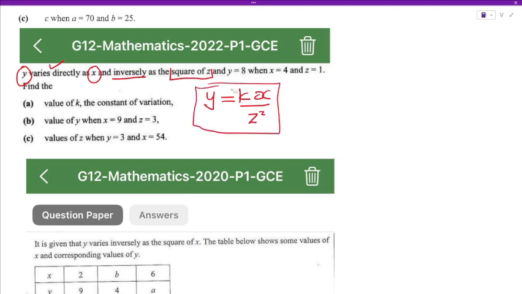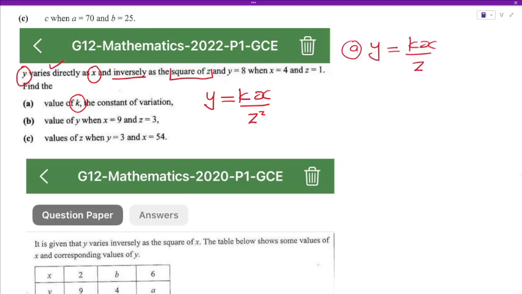So this is your formula now. The first question they're asking us is to find the value of k. To find the value of k, we use the values that are given in the question, because they'll give you the values for y, x, and z. So first things first, you write the formula you have come up with: y is equal to kx over z squared. They're saying that y is 8, so where there's y, I put 8. When x is equal to 4, where there's x, I'll put a 4.